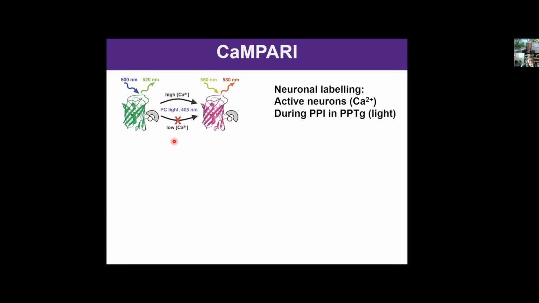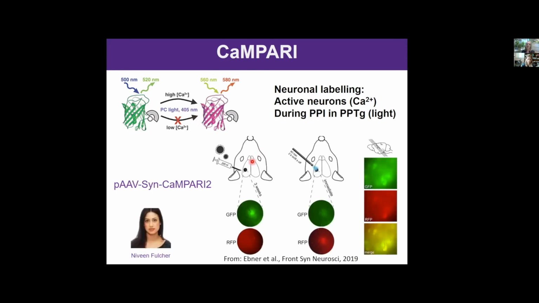So what we do is we inject this construct again into the PPT, and we want to label the neurons that are active during prepulse inhibition and therefore have increased calcium, but that are also only active during prepulse inhibition, so only active by sound and in the PPT. So we implant the light fiber into the PPT and provide the light only during prepulse inhibition measurements. And this way we hope that we can label the type of neuron that are specifically active during prepulse inhibition.